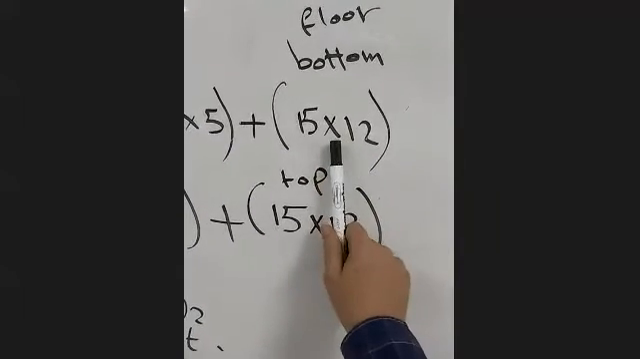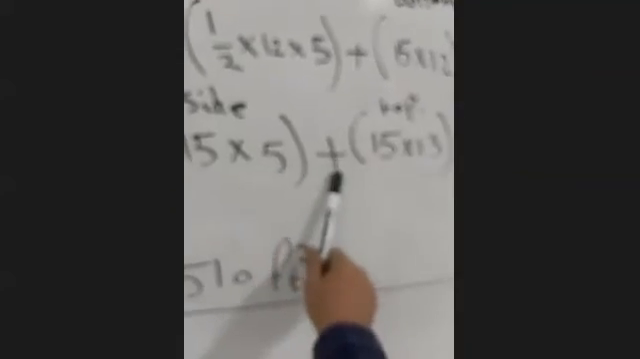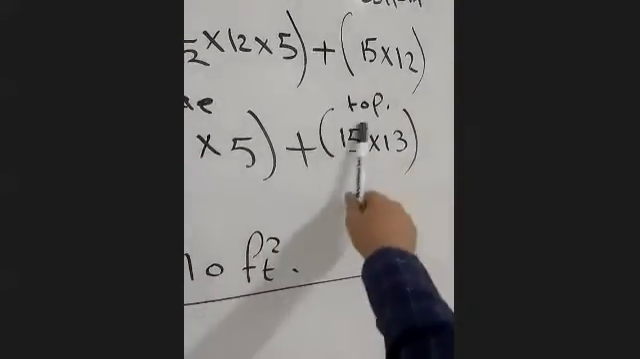Got it? Okay. Now I want the side one. This side, here, behind, the wall. See the side? Yes, I see it. Focus. What's the length of it? The length of it is 15. The width? It's 5. Plus the last one is the top, the roof. What's the length of it? Look here. The length is 15. The width? The 13. Okay.